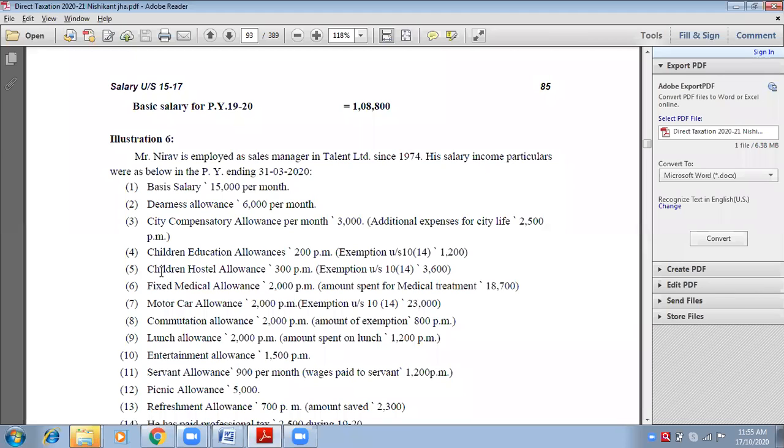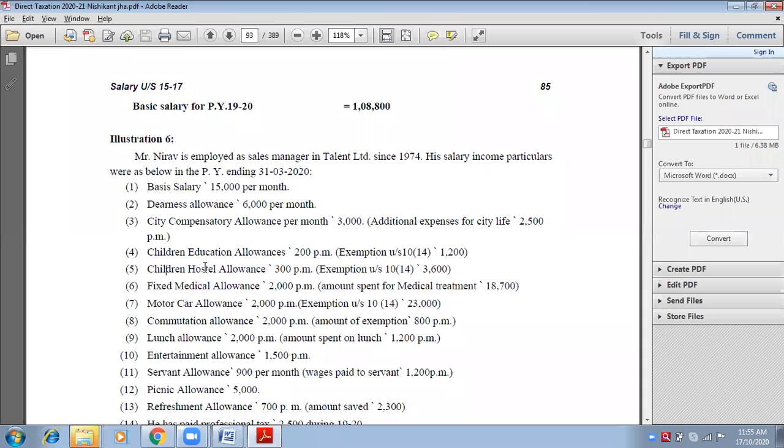Okay, next point. Children hostel allowance is 300 per month. Now, because for how many kids it is being given is not disclosed, it is to be assumed that I am receiving hostel allowances for only one child. Therefore, exemption will also be available for one child. And how much was the exemption? 300 per month per child, instead of 100 per month. That is the only change. Write down, I will tell you how to write it.